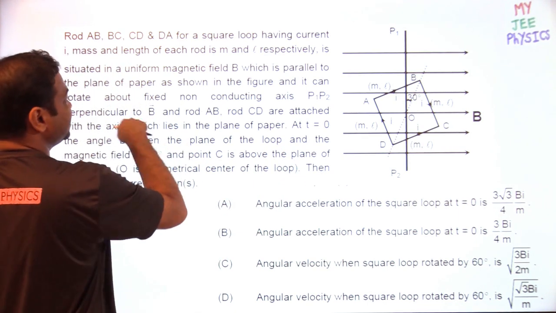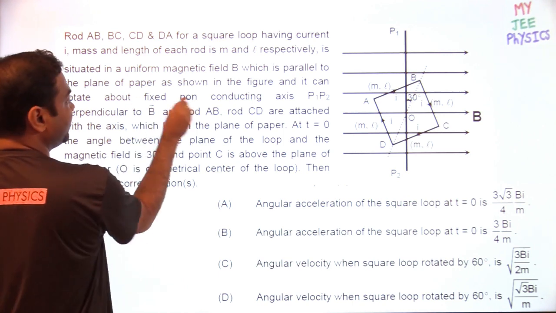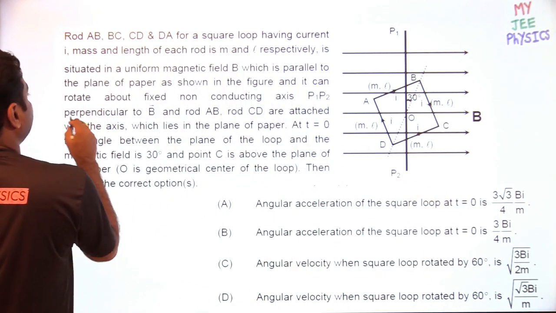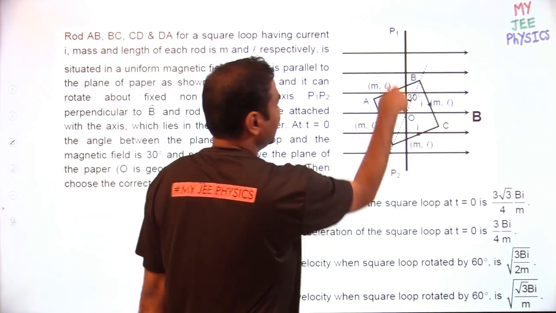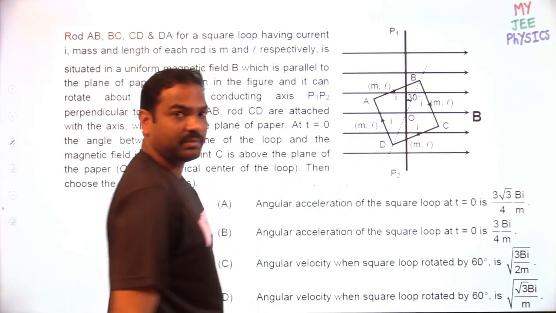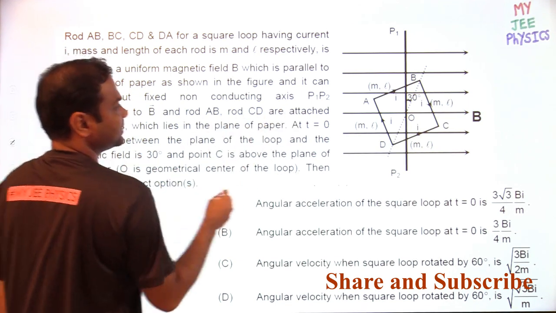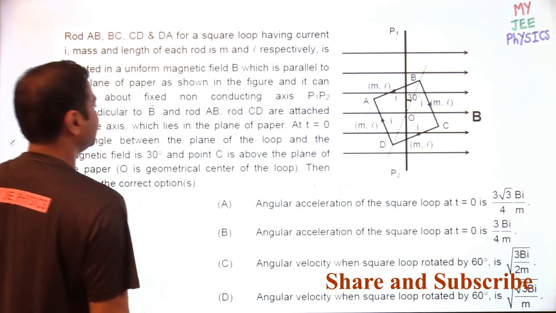The loop is placed in a magnetic field which is parallel to the plane of paper. So you can say that the magnetic field is on the board, and the loop can rotate. Now the loop can rotate about P and P1. P and P1 is a fixed axis, and rods CD and AB are attached to the axis.